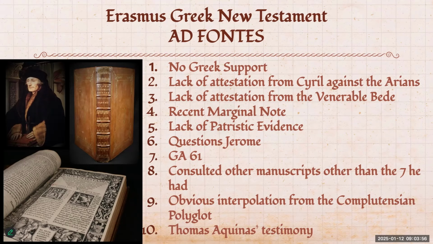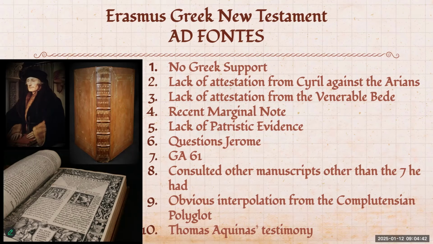The second one, Cyril, does an apologetic against the Arians who are anti-Trinitarian. He quotes 1 John 5, 6 through 8, and does not quote the comma, does not make reference to it. So he says Cyril doesn't make reference to it. And Erasmus is being accused of being anti-Trinitarian because he won't include this verse and a half. And he says, well, Cyril didn't include it. And Cyril is the church father who's known for his apologetic for the Trinity. So if he's not anti-Trinitarian for not including it, I shouldn't be considered anti-Trinitarian for not including it.